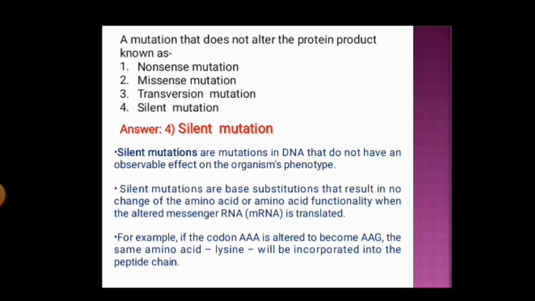For example, if the codon AAA is altered to become AAG, the same amino acid lysine will be incorporated into the peptide chain because both AAA and AAG code for lysine. As a result, there will be no changed phenotypic expression of the gene.